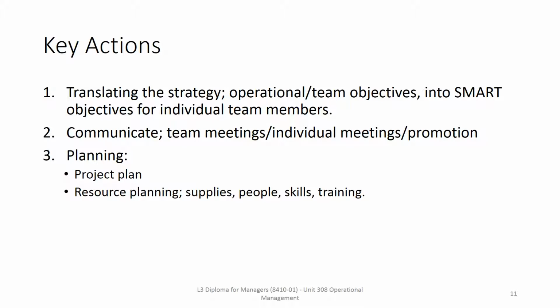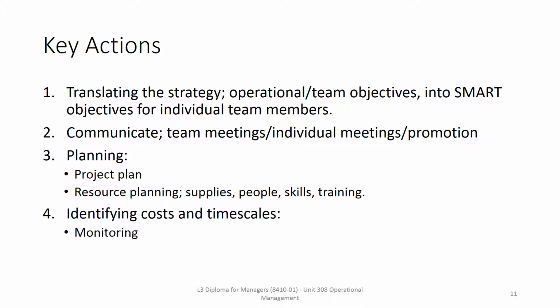There's resource planning, so supplies, making sure things are there for people when they are needed, and making sure that we've got the right people, the right skills and training. So that might be about providing training and development for staff so they can better undertake their tasks, especially if it enables them to understand how they're contributing to the operational plan and therefore the overall strategy. And then finally, it's about identifying costs and timescales. So establishing what those costs are and what's available, and then being able to monitor and track against them so that we can add that into the planning.